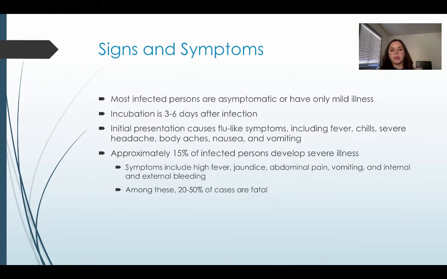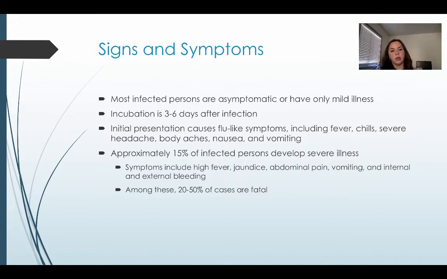So most infected persons are asymptomatic or only have mild illness. The incubation period is typically 3 to 6 days after the mosquito bite that causes the infection. And the disease initially presents itself with flu-like symptoms such as fever, chills, severe headache, sometimes nausea and vomiting as well. Approximately 15% of infected persons do develop a more severe case of the illness, and this can be life-threatening.